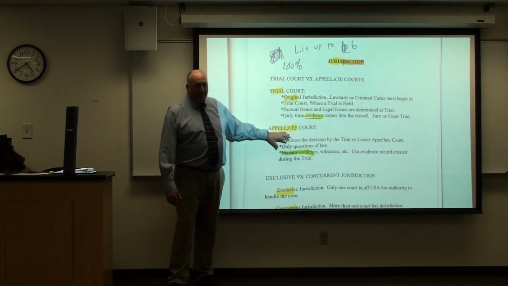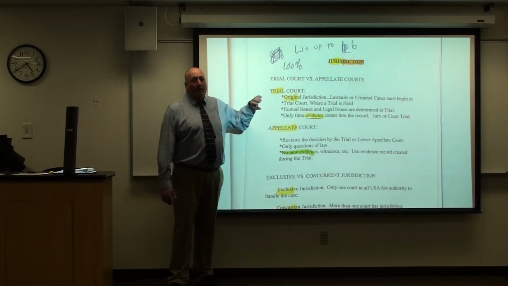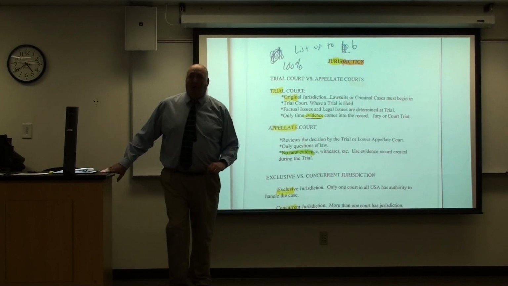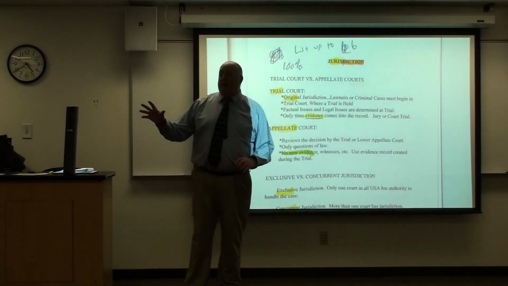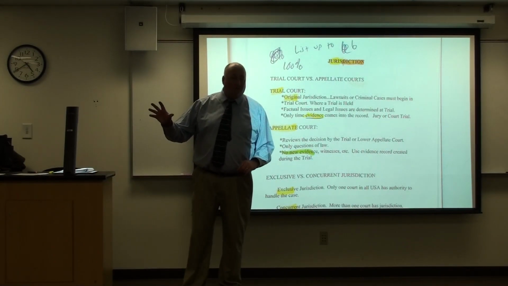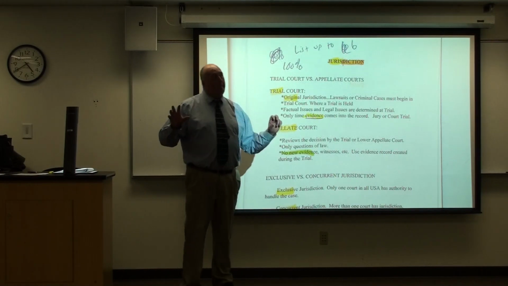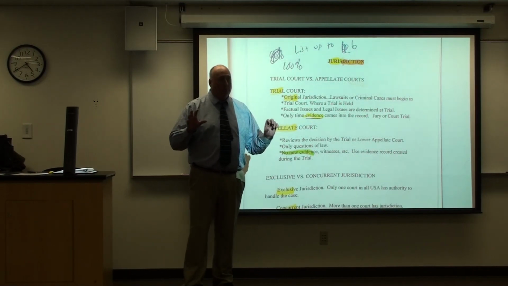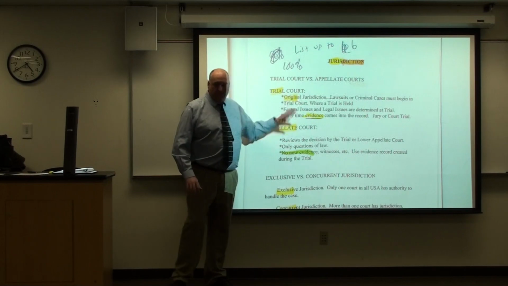So we have trial courts and we have appellate courts. There are far more trial courts than there are appellate courts. Literally, maybe 10,000 trial courts around the United States versus about 120 appellate courts. So like 10,000 to 100 ratio. So there are far more trial courts.